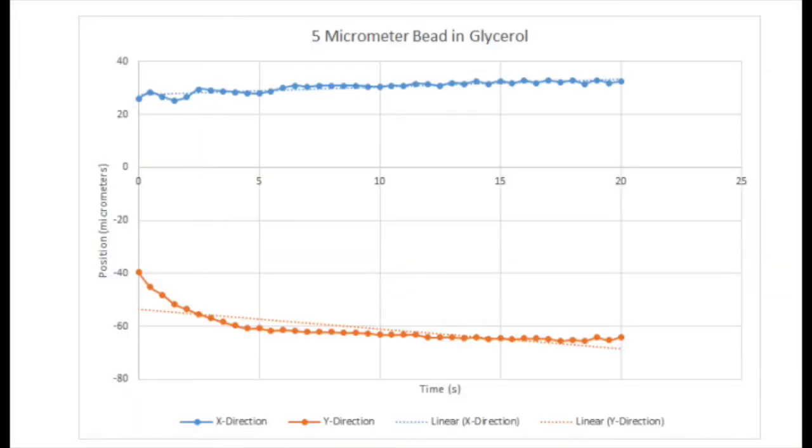This graph shows the position of the 5-micron bead in glycerol. Notice how the graph shows the beads settling at first and then stopping. This histogram shows the distributions of displacement for the 5-micron beads in glycerol.